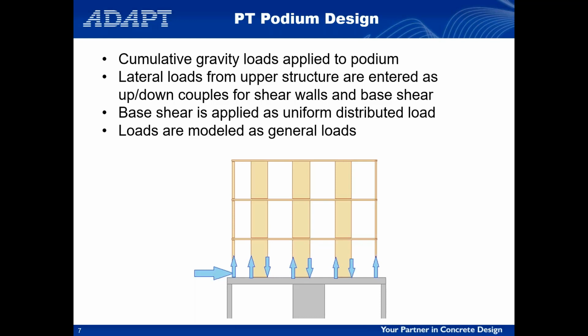It doesn't make sense to break that base shear into individual line loads on the slab. You should definitely apply the shear wall forces as couples. And a key thing to notice here, because I know there's sometimes confusion about which category of load in ADAPT to use for those superstructure loads: we recommend that you model those as what we call general loads.